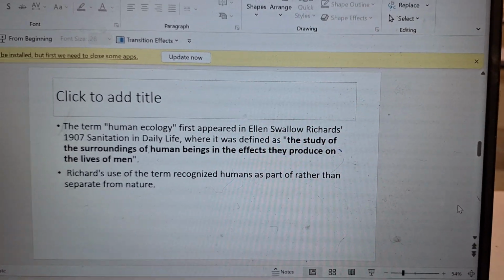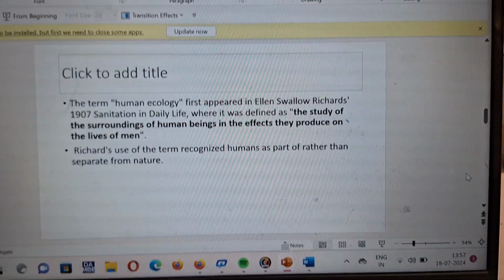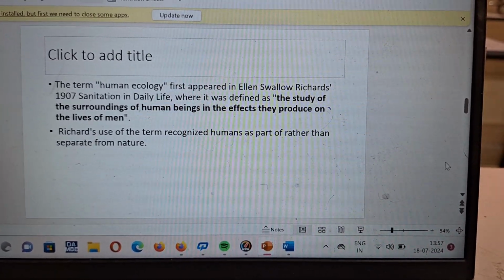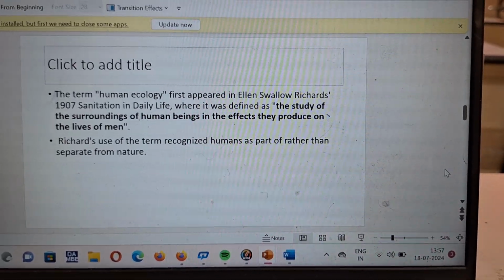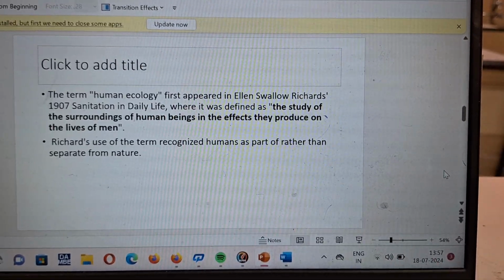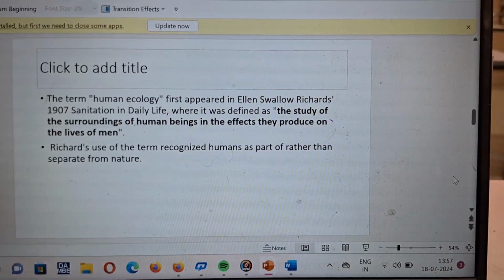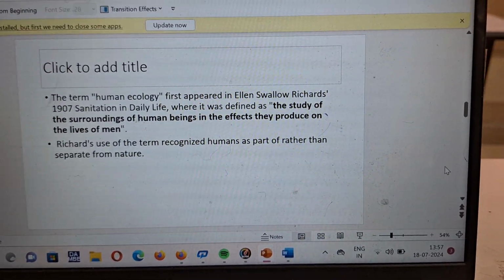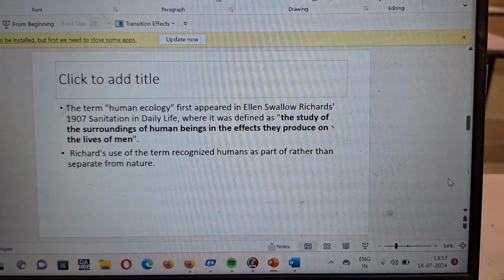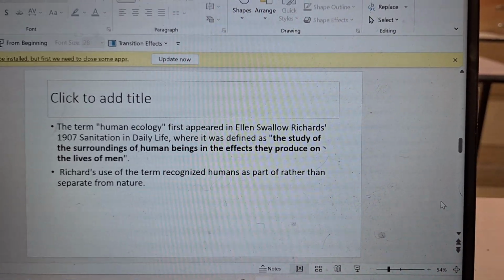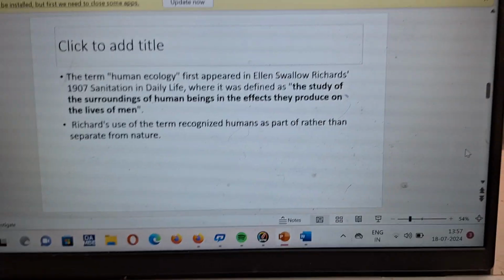So Richards used this term human ecology in 1907, and he also says that we humans are part of nature and we are not different from nature. So when we hurt nature, we are hurting ourselves. Even in Hindu mythology, nature is said to be the form of God. Nature is God.